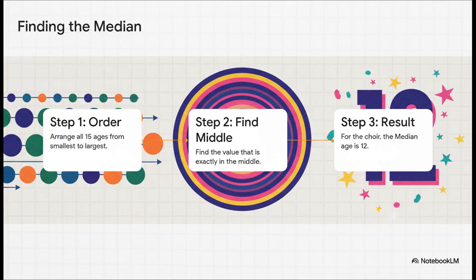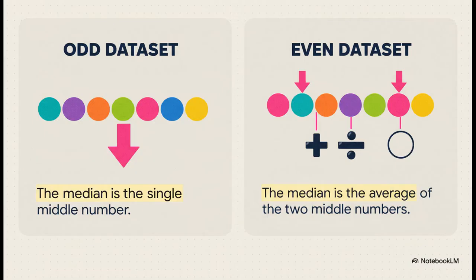So, the first step, and this is absolutely crucial, is you have to sort the data first. Once we line up all 15 ages, from the youngest to the oldest, we just find the number that's sitting dead center. In our choir's case, with 7 ages on one side and 7 on the other, the median is 12.